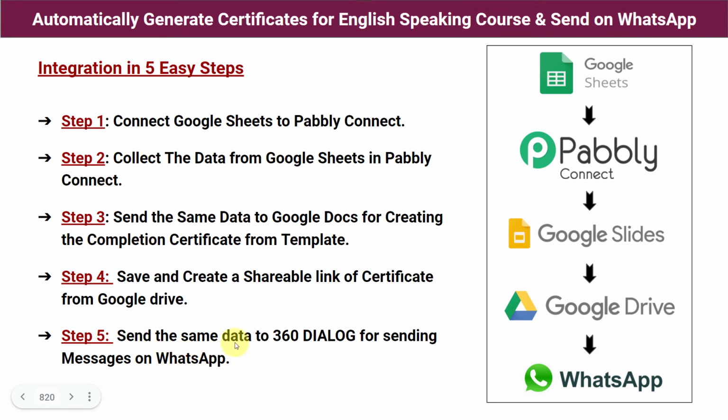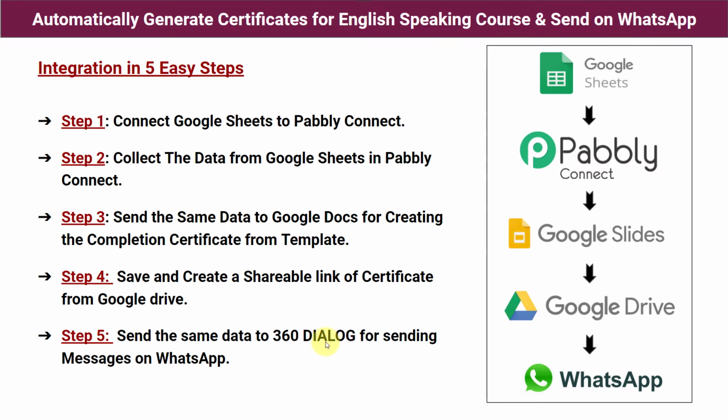Our last step is to send the same data to 360 Dialog for sending messages on WhatsApp. So now, according to the data we have captured and the certificate we have created, we are going to send a message on WhatsApp, and to do this we are going to use this application 360 Dialog.